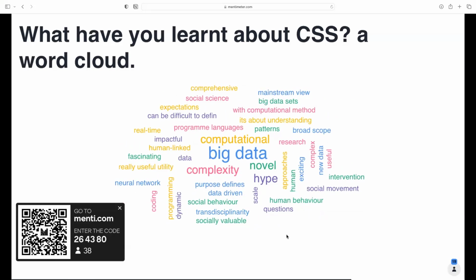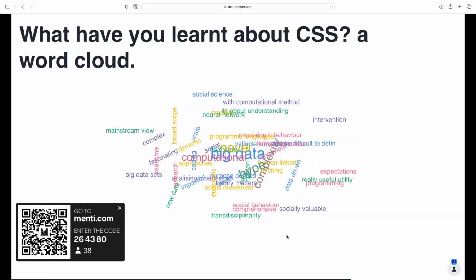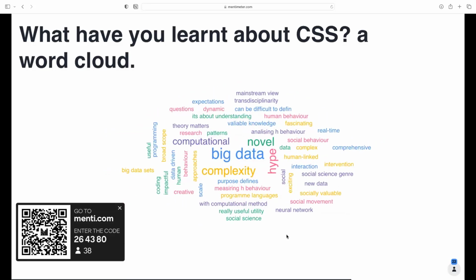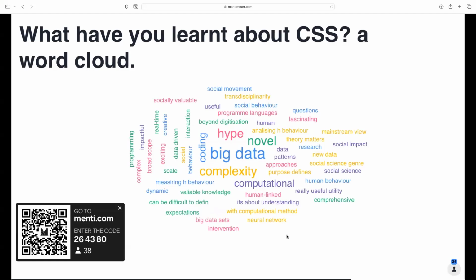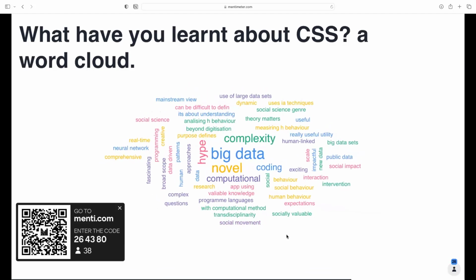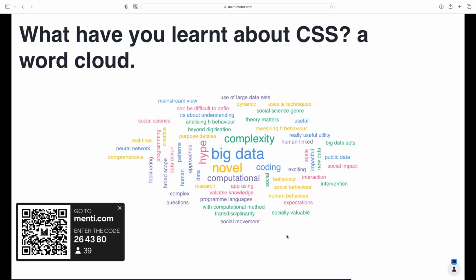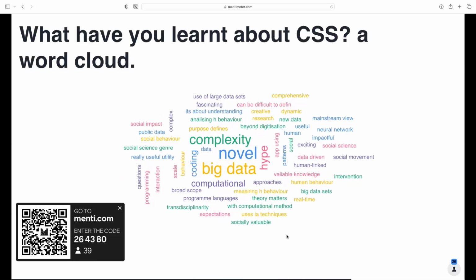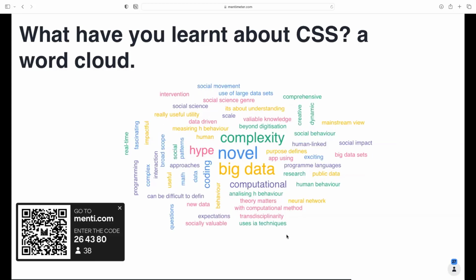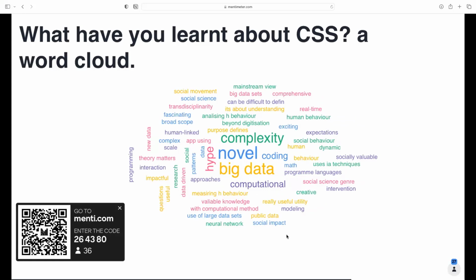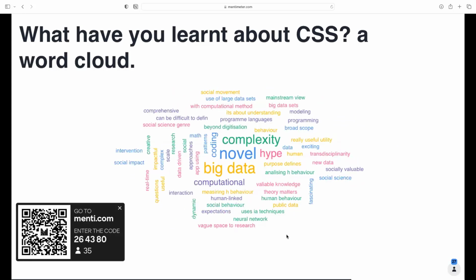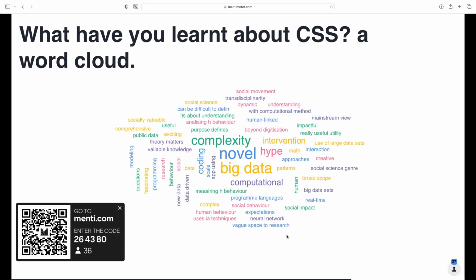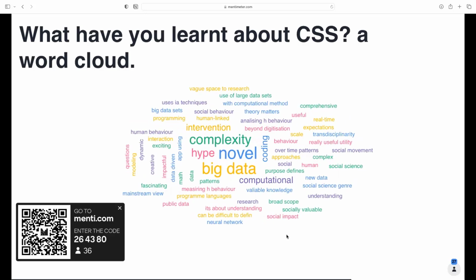New data, analyzing behavior. But yeah, it seems like we've got a lot of people saying big data, complexity, coding, yep. And I'll give this a few more seconds, see if it changes that much. Can be difficult to define, yeah, for sure. Neural network, valuable knowledge, theory matters, for sure. Programming, social science genre, yeah. This is all really interesting, guys. Vague space to research, yeah. We're going to try and break it down a bit more after we've had a little break.